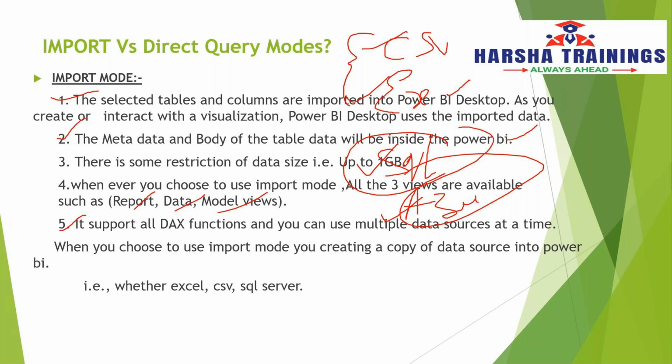And what is meant by this overall import mode? When you choose import mode, you are creating a copy of the data. It means you are creating a copy of the data source into Power BI. We know what copy-paste is, right? We are copying the data in the data source and pasting it into Power BI. That's it. Clear, everyone? Any doubts in this?